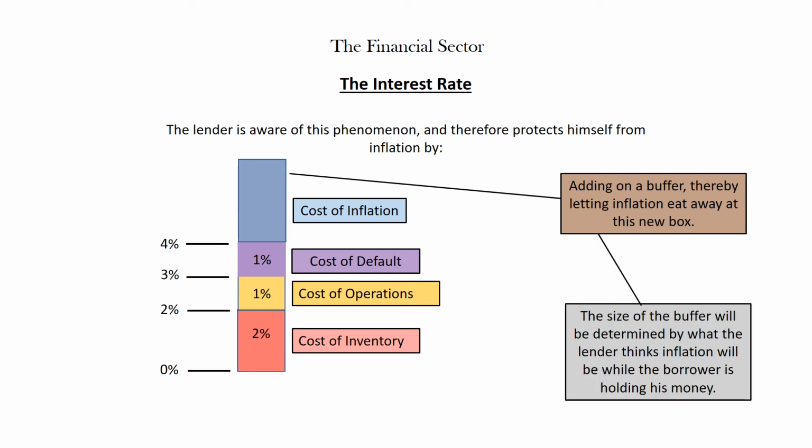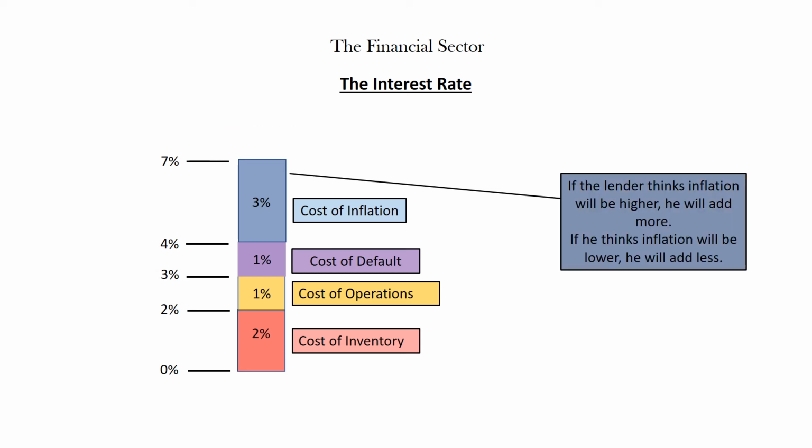The size of this buffer will be determined by what the lender thinks inflation will be while the borrower is holding his money. Let's suppose that the lender believes that inflation will be 3%. When we add that 3% block to the others, the total interest rate that the lender will charge the borrower will now be 7%. If the lender thinks inflation will be higher, he'll add more. If he thinks inflation will be lower, he'll add less. Remember, he's got to remain competitive with all the other lenders.